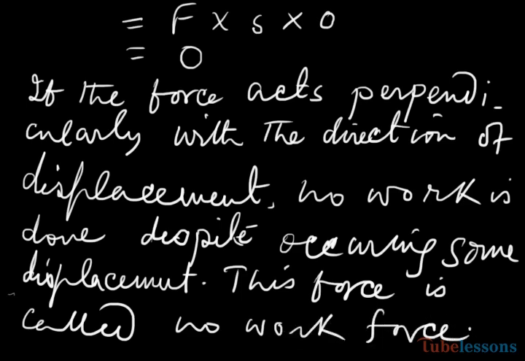So keep in mind that on application of force, if no displacement takes place, then no work will be done, but that is not no work force. The question of no work force arises when on application of force some displacement takes place, but the displacement is perpendicular to the force, that is, the force acts perpendicularly with the displacement. So no work force can be defined as the force which acts perpendicularly with the direction of displacement, and in spite of occurring some displacement, no work is done by the force. This is called no work force. This is about no work force.